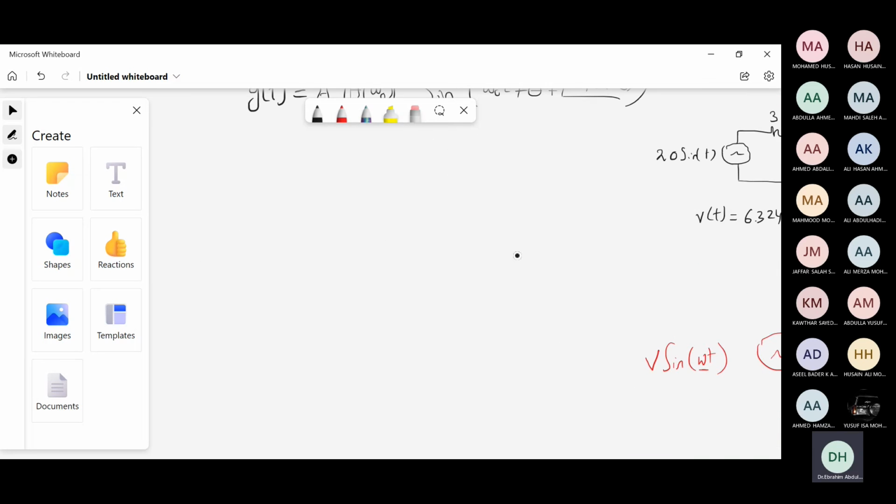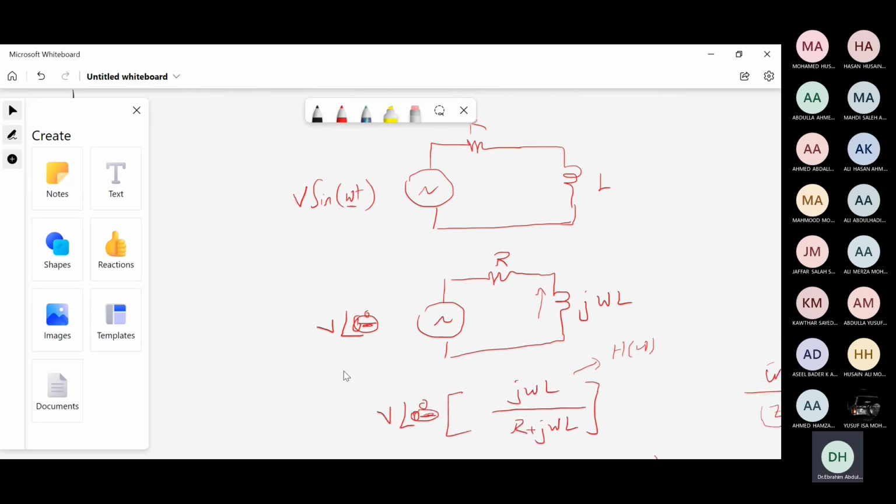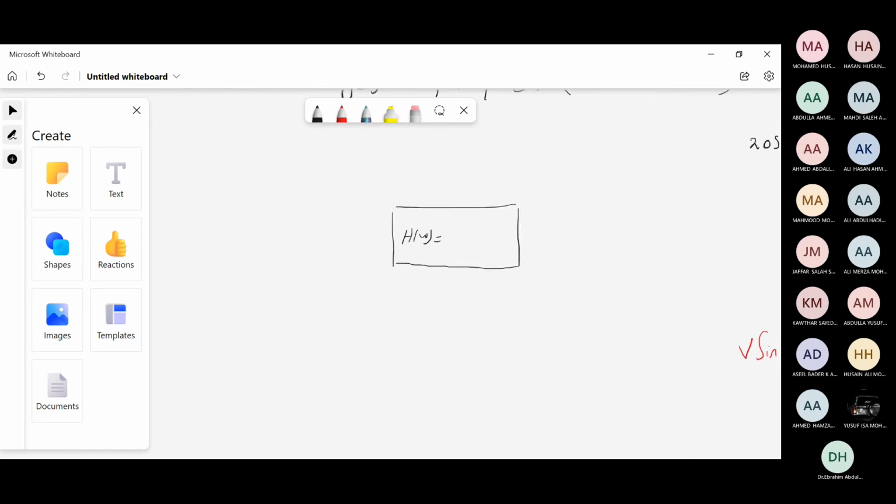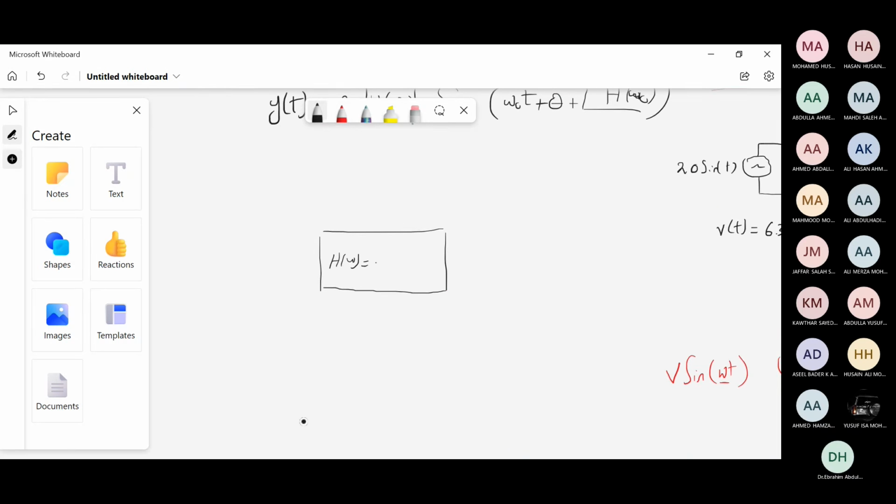If we take example number 1, h of omega is equal to what we found here: j omega L divided by r plus j omega L. Of course, this is not general, this is an example for this case.